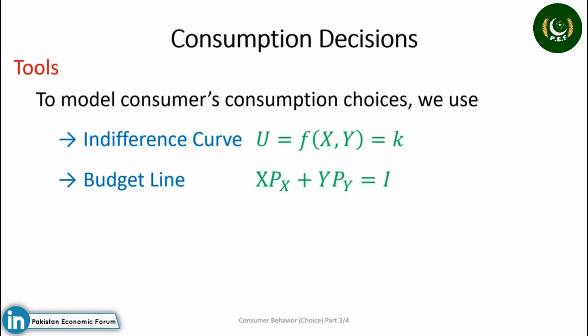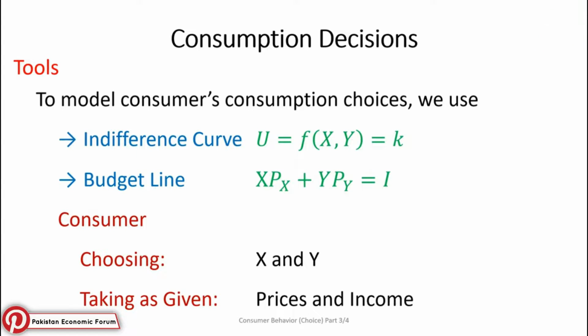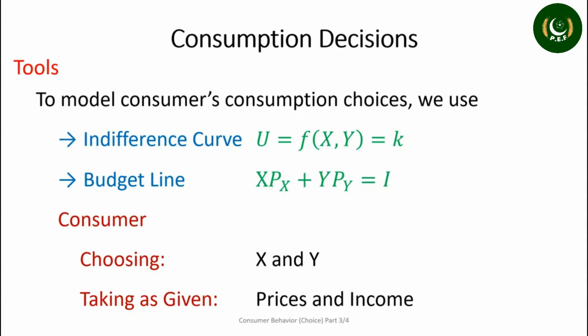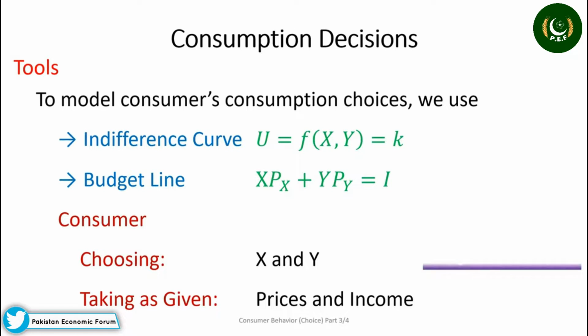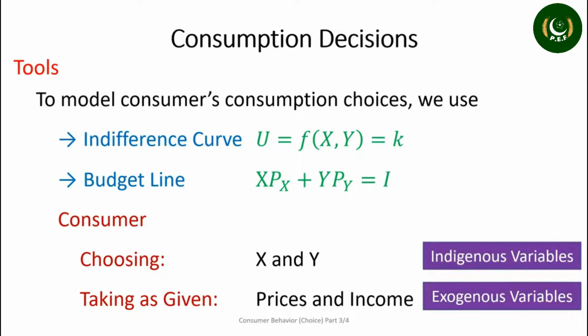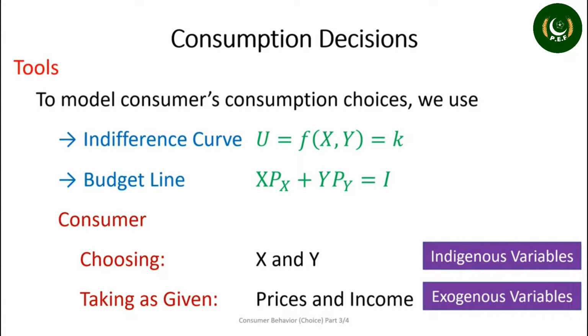So, in this model, the consumer chooses various quantities of good X and Y, whereas the prices and incomes are taken as given. We already know that the variables that are taken as given in a model are called exogenous variables, whereas the variables for which the model solves and gives their value are called endogenous variables. Therefore, the quantities of X and Y are endogenous variables and the prices and the income are exogenous variables of this model. Now we see how a change in exogenous variables changes the consumer choices.